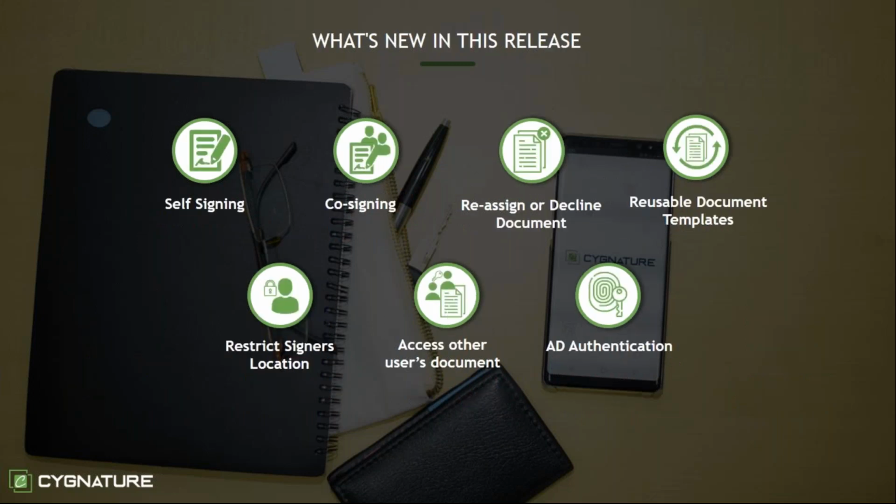What's new in this release? So talking about this release, what new features we have in this release? One most important feature we have in this release is self-signing. So self-signing is when you upload a document and you yourself want to sign the document. So you don't need to go through a long process of 4 steps. You can just sign the document in just simple 2 or 3 steps.